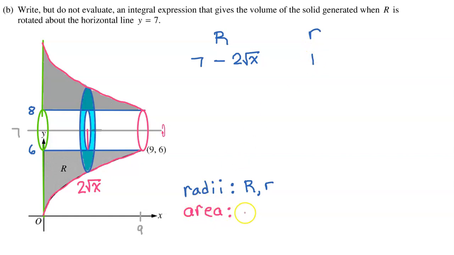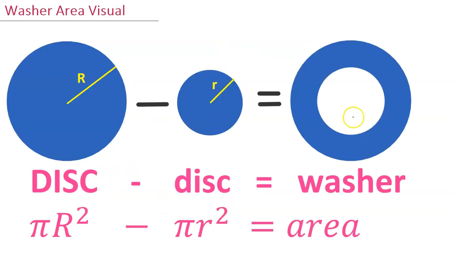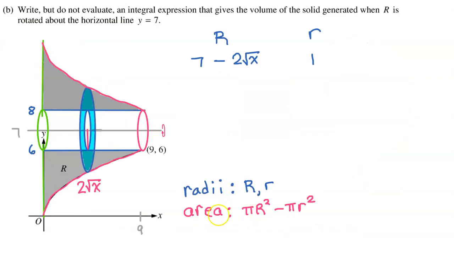Step 2 is to find an expression for the area of the washer. You can visualize the area of a washer as the area of a big disk minus the area of a small disk. In other words, the area of a washer is pi big R squared minus pi small r squared.